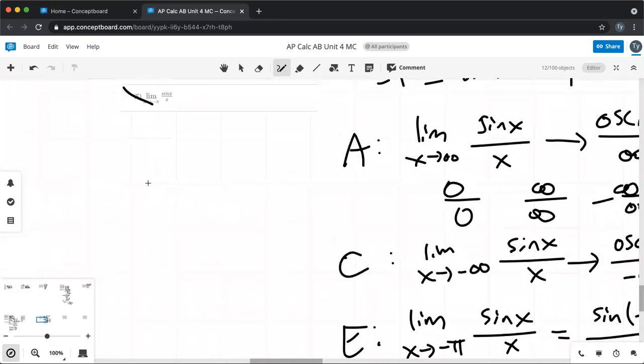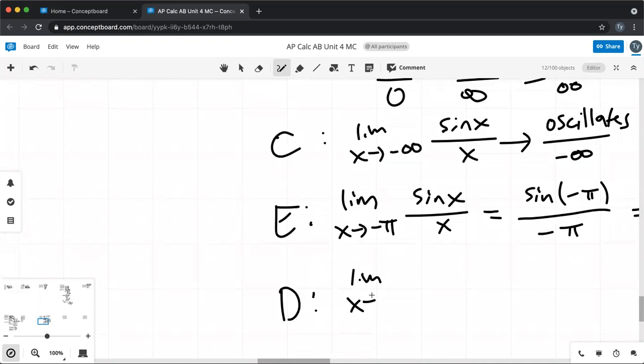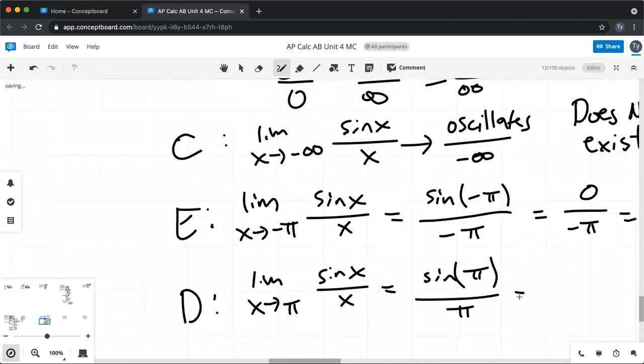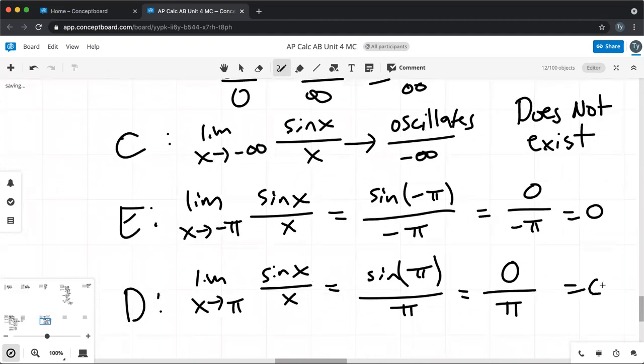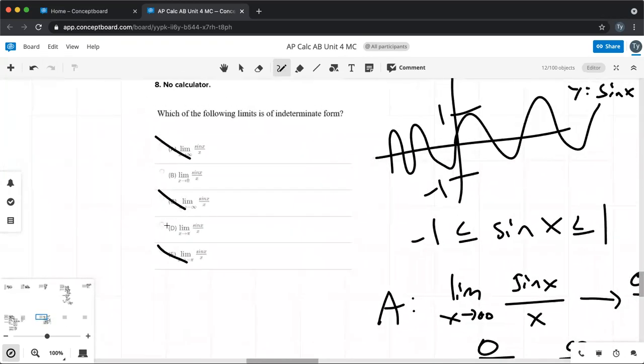D looks really similar, so let's do that one. It's the same as E, except the limit is going to positive pi this time instead of negative pi. And you'll see that we get a pretty similar result here. Sine of pi using the unit circle or whatever you use is 0. 0 divided by pi is 0. So by the same reasoning, this limit exists. We didn't need to use L'Hopital's rule or anything. D is not an indeterminate form.